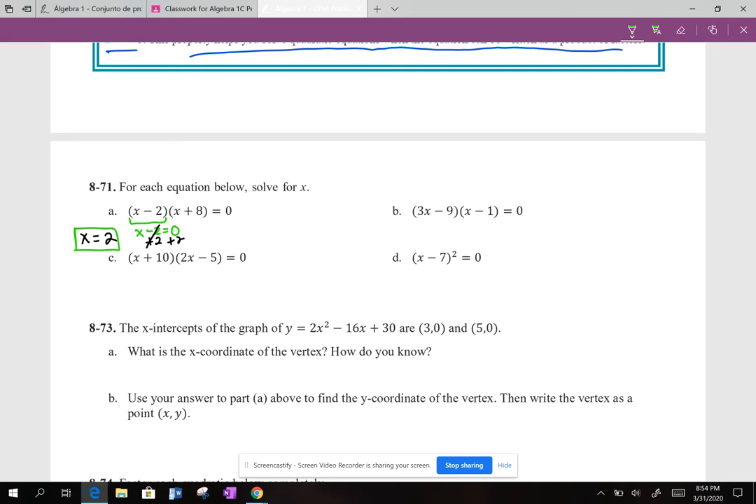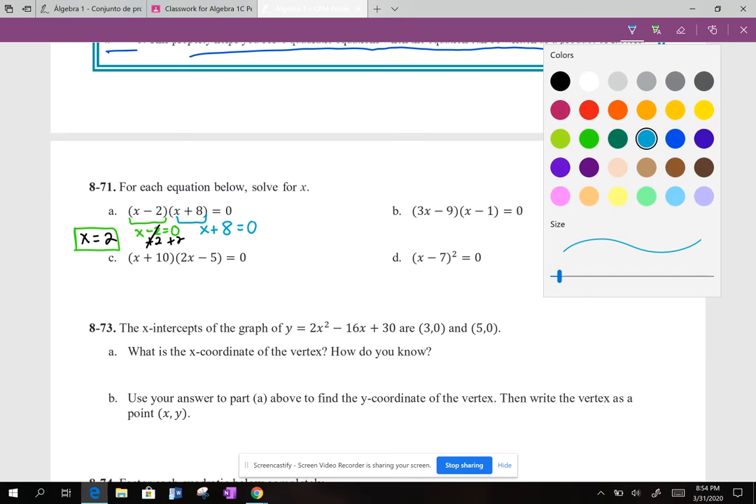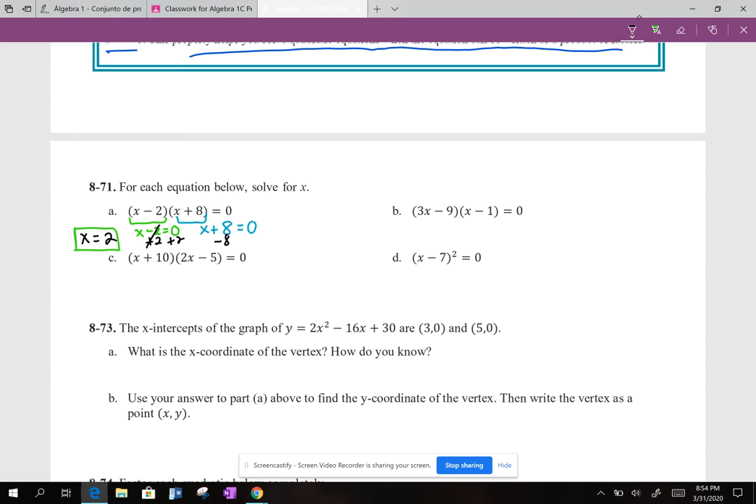And then set the other piece equal to 0. Okay, x plus 8 is equal to 0. Solve for x: minus 8, minus 8. x is equal to negative 8. That is my second solution.